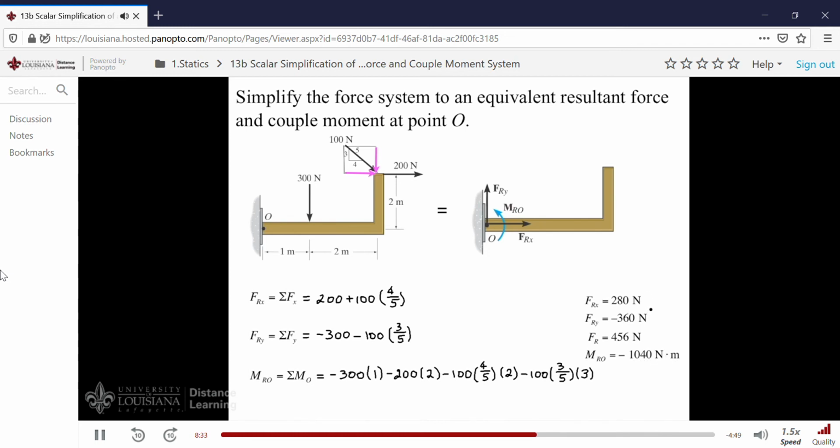Also, when you add these two vectors together, you get our resultant force, and it turns out to be 456 newtons, as shown here in the vector addition. And you would find this obviously from Pythagorean's theorem.